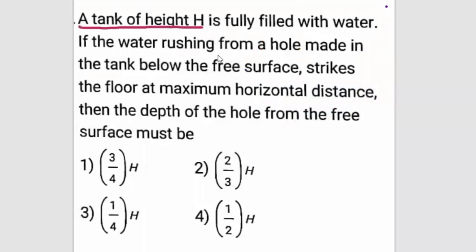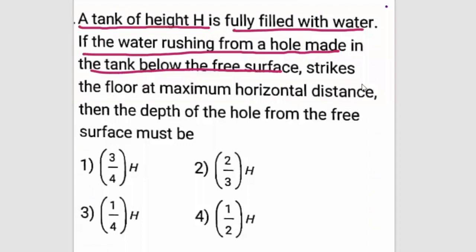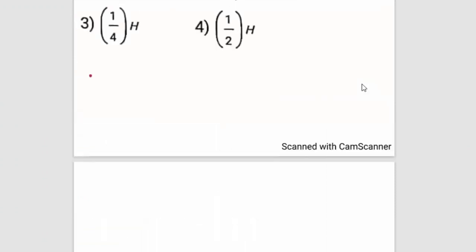In this problem, a tank of height H is fully filled with water. If the water rushing from a hole made in the tank below the free surface strikes the floor at maximum horizontal distance, then what is the depth of the hole from the free surface? Here, this is the tank, a tank of height H. They made one orifice here. Orifice is at a height of small h. So that means the remaining height was H minus h.